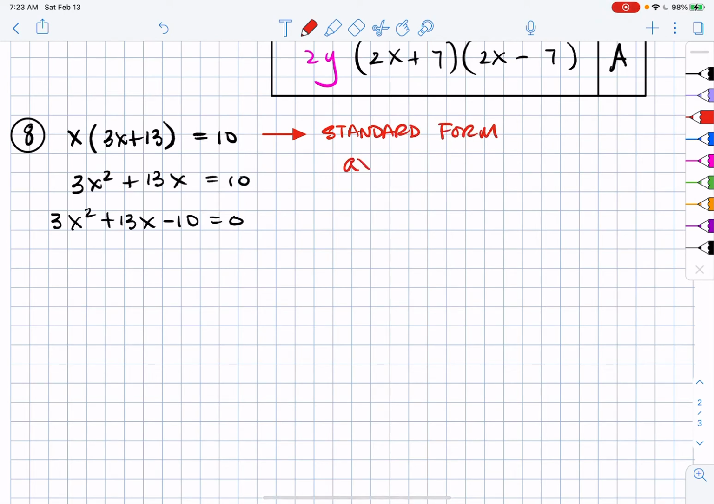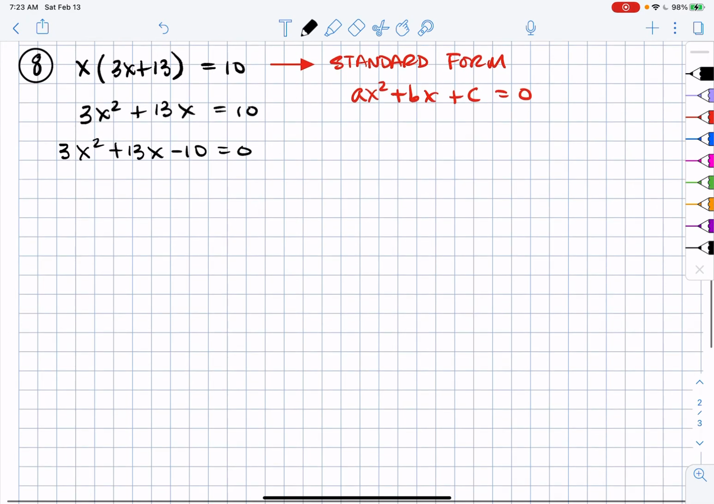Which is ax squared plus bx plus c equals 0, meaning that I have a 0 side, and a non-zero side. So that's the part that's important here. Got it? All right. So now that I got everything to one side, I have to factor the left side.